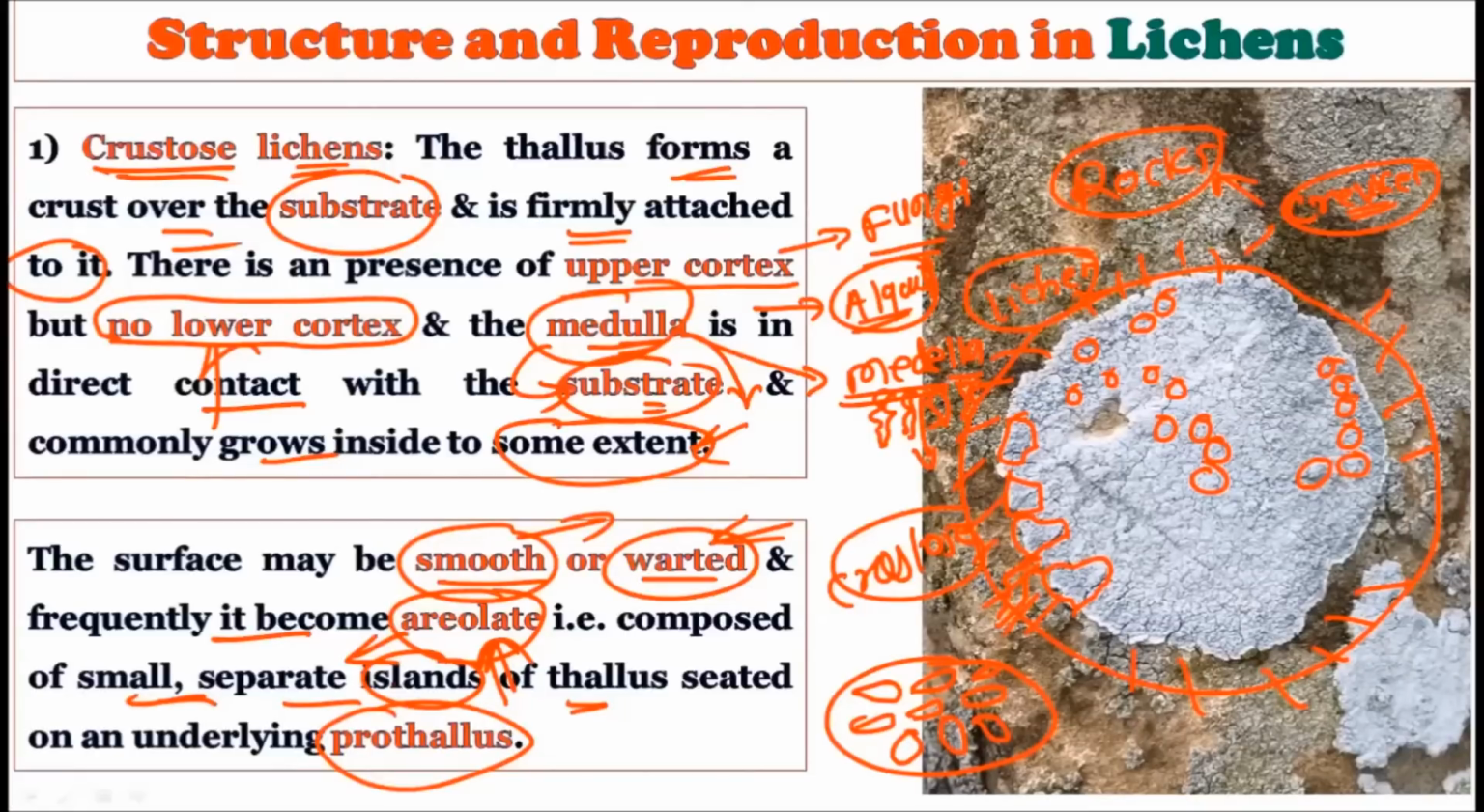So when you talk about the Crustose lichen, what should come to your mind first? The first thing is that they do not have a lower cortex, and the final, last layer of their anatomical structure is the medulla, which directly comes in contact with the substratum and goes into it to attach the lichen firmly to the rocks. And they have the tendency to become areolate. That means fragmentation of the thallus into small islands, which are present on the main intact prothallus.